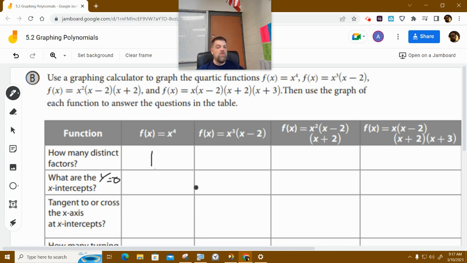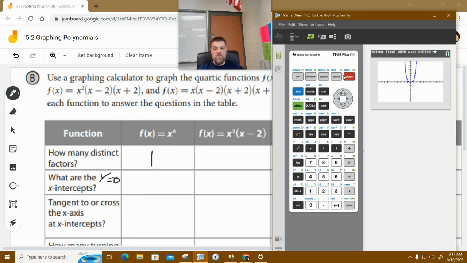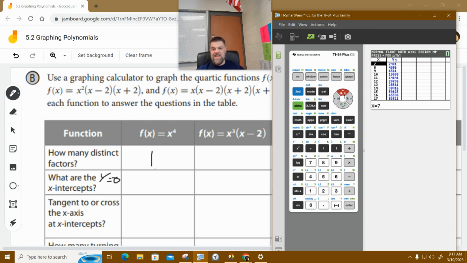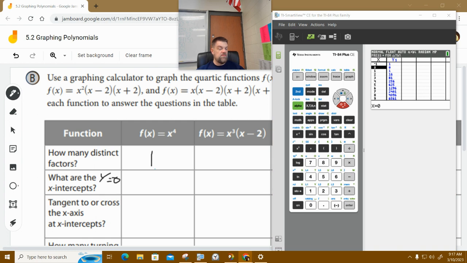Well, what you want to do is pull up your calculator. So let's pull up our calculator. And we're looking for when y equals 0. So just go in and look at the table. And I think 0 for sure, because mathematically, when I plug in 0 it's 0, but any other number, you're just raising to the 4th power. So I think 0 is the only one. Okay?